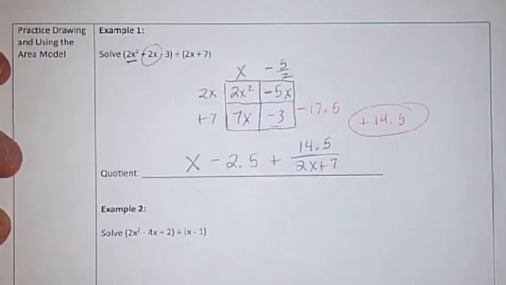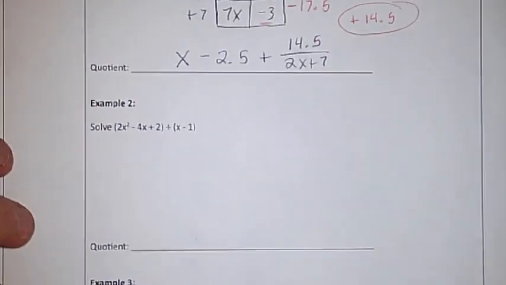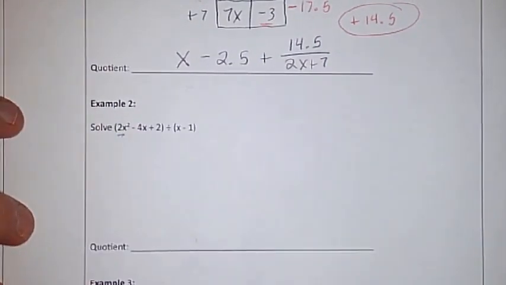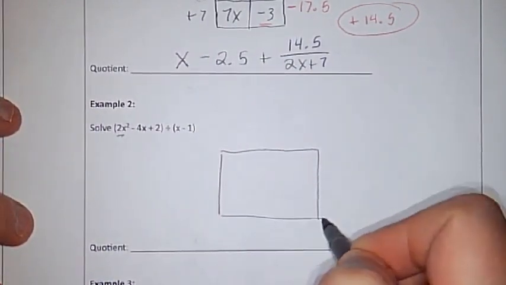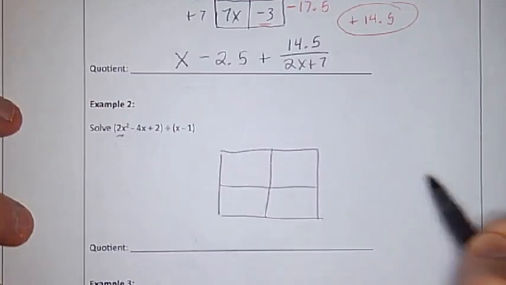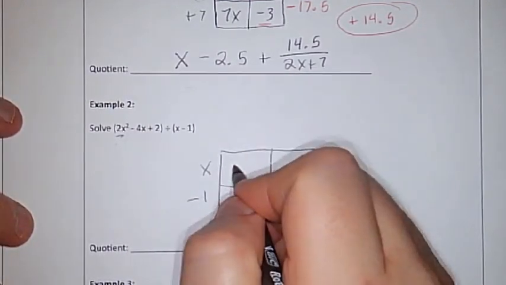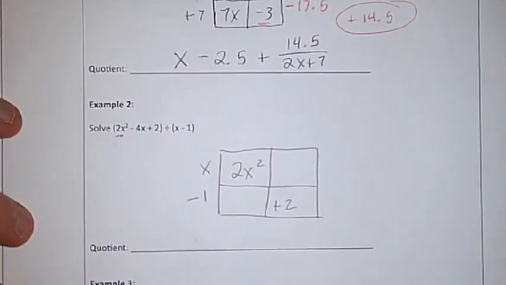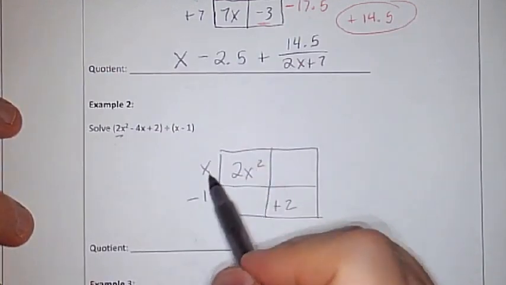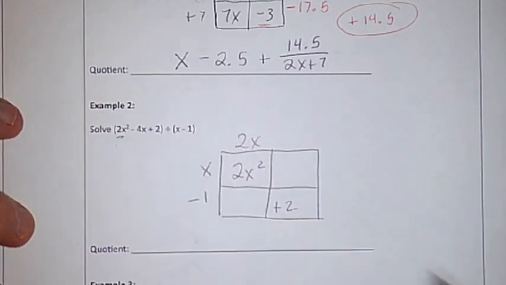Looking at my second example, again, I see that it is an x squared term, meaning I only need 2 columns. So here are my two columns and my two rows. So this is x minus 1. I'm going to write my 2x squared here. I'm going to write my plus 2 down here. What times x gives me 2x squared? 2x. 2x times x is 2x squared. 2x times 1 is negative 2x.